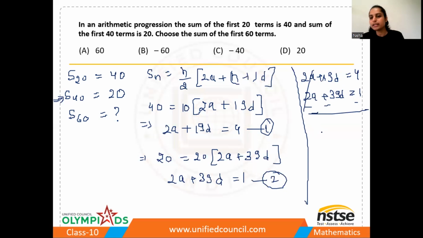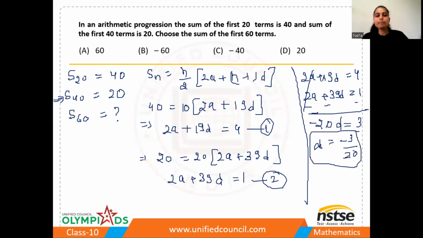19 minus 39 is what? It is minus 20, right? So this is minus 20d is equal to, this is 3. That means d is nothing but minus 3 over 20. Correct? This is the value of d. Now I can put the value of d in any equation, equation 1 or equation 2, and I can derive the value for a, which is 137 divided by 40.